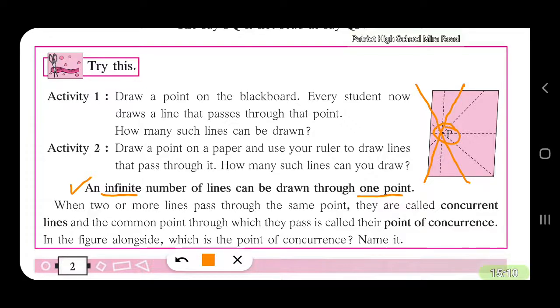This point is known as a point of concurrence. Point P is known as a point of concurrence. Concurrence means all lines passing through that single point. And all these lines are known as concurrent lines. All such lines passing through a single point are known as concurrent lines.